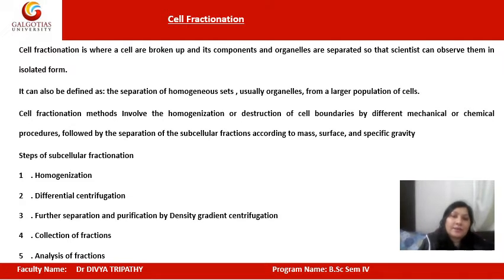This can be defined as the separation of homogeneous sets, generally organelles, from their larger population of cells, different types of cells. Now, the cell fractionation method involves the homogenization or destruction of cell boundaries by different mechanical or chemical procedures, which is followed by the separation of subcellular fractions on the basis of their different masses, different surfaces, and different specific gravity. The steps of subcellular fractionation involve homogenization, differential centrifugation, further separation and purification using density gradient centrifugation, collection of fractions, and the analysis of fractions.